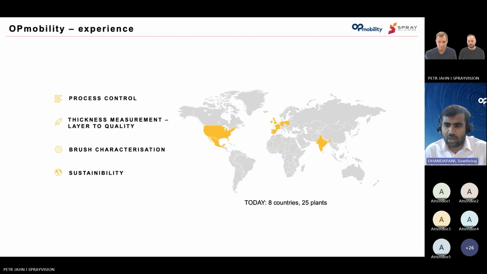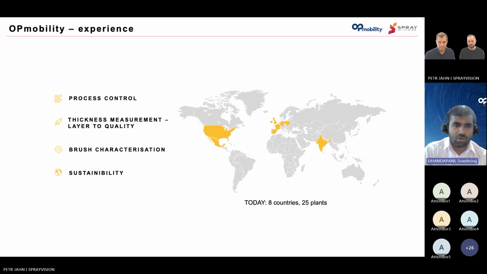And the third use is to characterize the brushes, as you may have seen in the previous slides from Peter, to characterize the dynamic patterns. And last but not the least, it's also helping us to move towards sustainability.